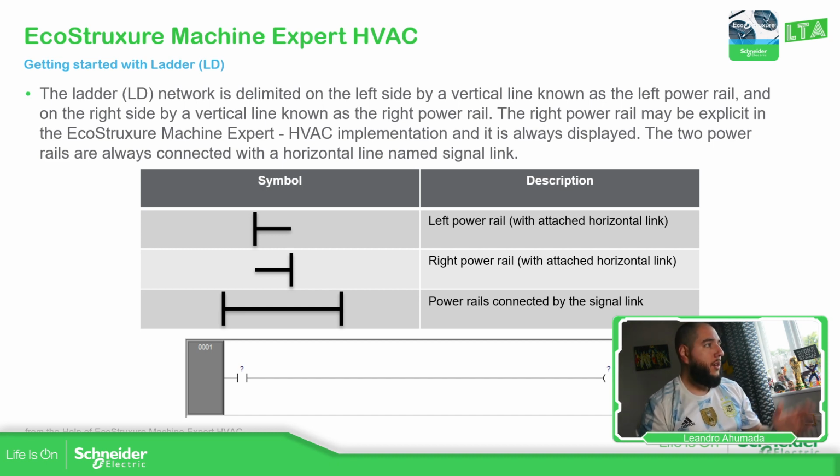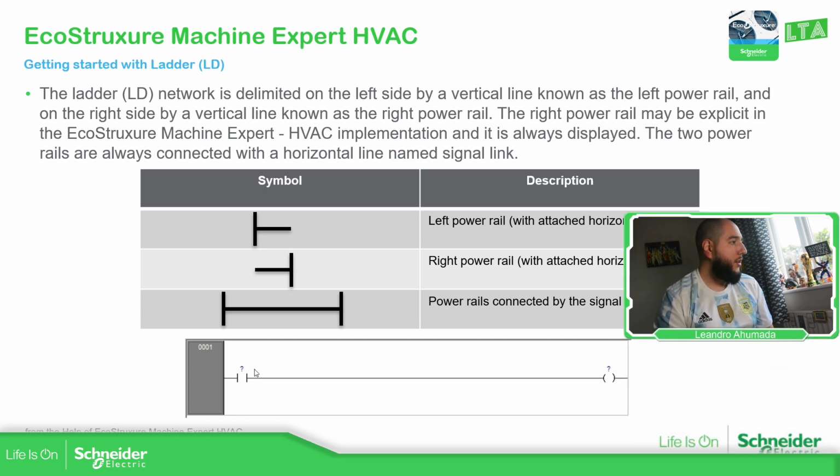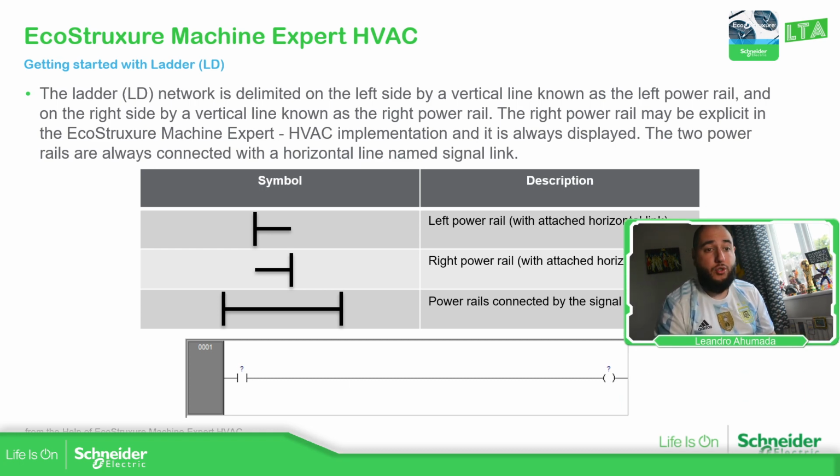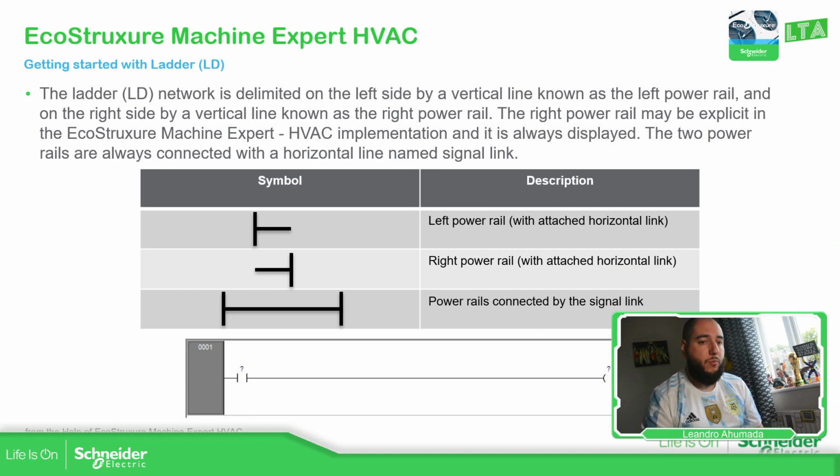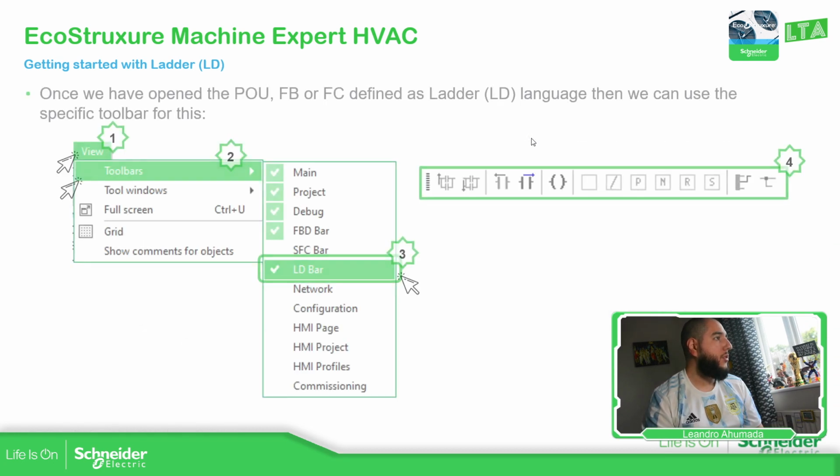So it's like a rail that you have on the left side, and then you have the right side on the other side, and then you just need to complete the link of the circuit in order to activate the coil. And here you can see the example. On this side you have the contact, and on the other side you have the coil as soon as you create the project. Okay, so let's continue with this part.